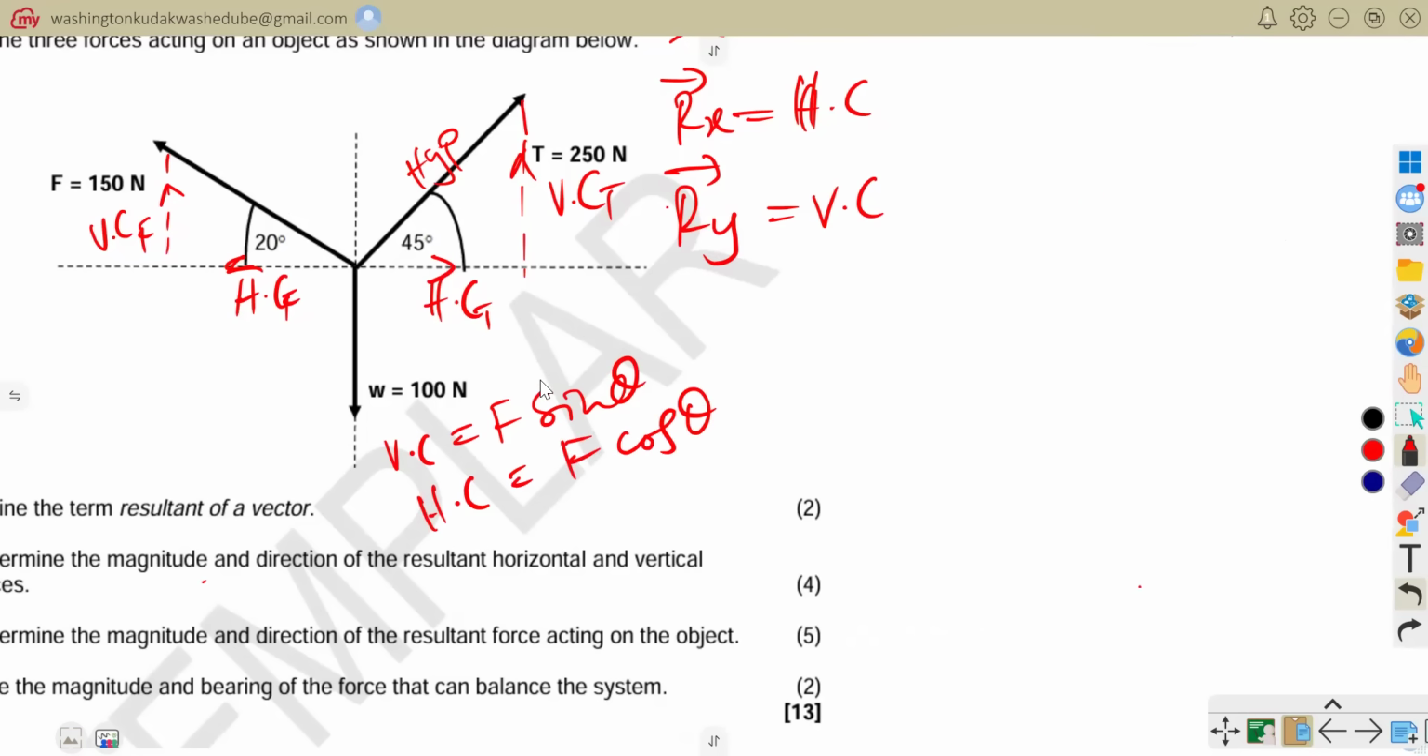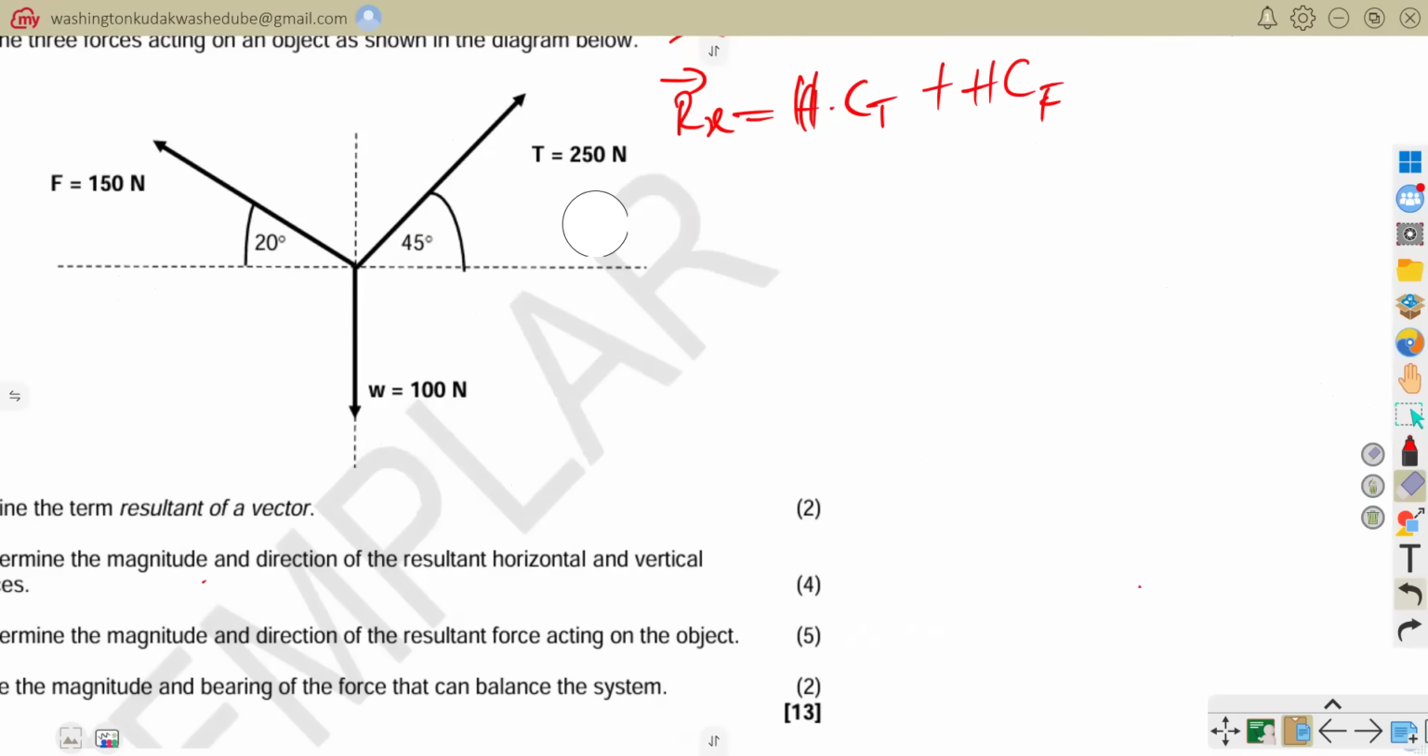So here we are going to have force 1, which is actually on the x-axis. It will be the horizontal component of T. So here we are going to have horizontal component of T plus horizontal component of F. But now these are in two different directions. So we need to choose the one that we call positive and the one that we call negative. So let's choose going to the right to be positive. So let me show you how you would resolve those, and then you will be able to sum them.